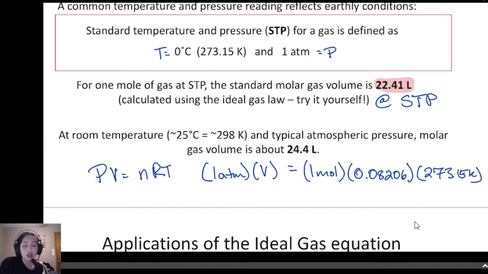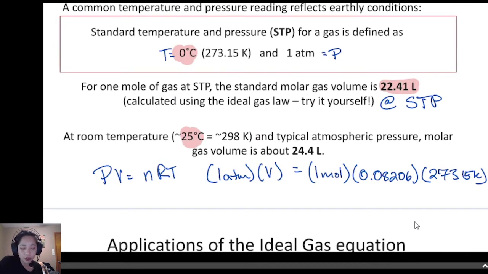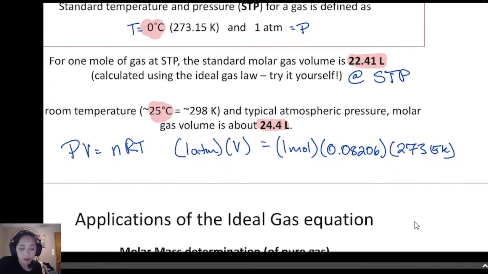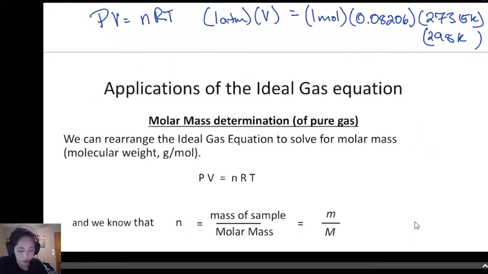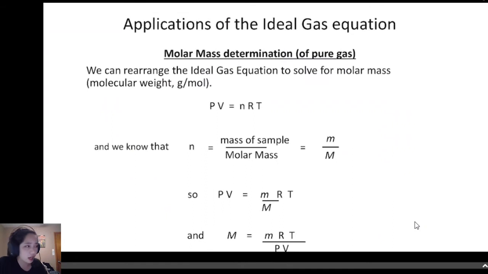STP volume. If you did this same equation, but at room temperature, so if we change the temperature from 0 to actually 25 degrees, which is closer to the gases you and I interact with on an everyday basis, it changes a little bit. So the molar gas volume will change to 24.4, and that's if you change this temperature to 25. I think it's 298 degrees Kelvin, which is 25 degrees Celsius. All right. Okay, so how else can we apply the ideal gas law?